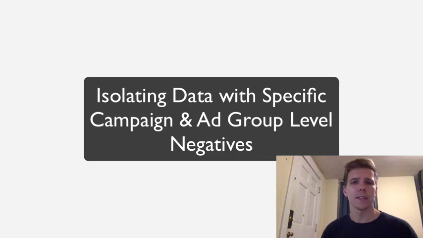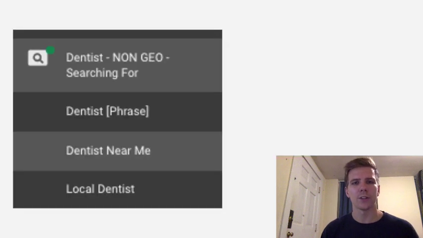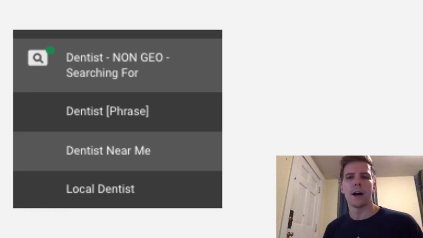And lastly, we have isolating data with specific negative keywords for campaigns and ad groups. We quickly went over this previously about running brand and competitor campaigns, but let's go over an example of this right now for a dentist campaign with generic terminology. You'll see 3 different ad groups that make up this campaign. There's dentist phrase, that's just the keyword dentist with quotes around it to make it a phrase, dentist near me, and then local dentists.